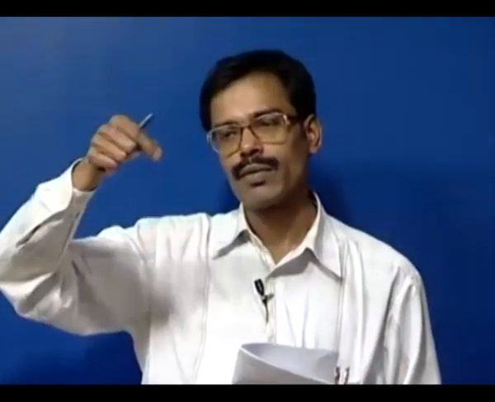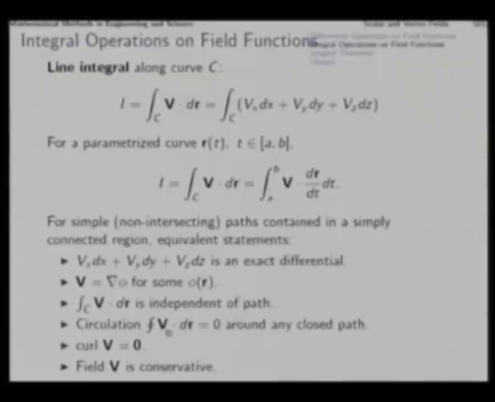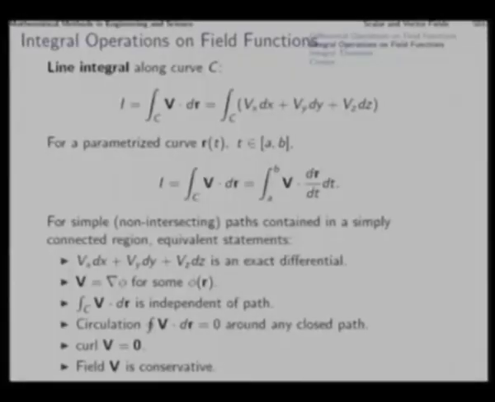And this also means that if the curve C is a closed curve, then the point from where you start is the same point where you end, and that means the line integral along a closed curve, circulation, represented with this circle on the integral sign, turns out to be 0 around any closed path. It also means that curl V is equal to 0. That is clear because V itself is the gradient of some scalar field. So its curl must be 0. This in terms of relevant physics means that the corresponding field V is a conservative field.